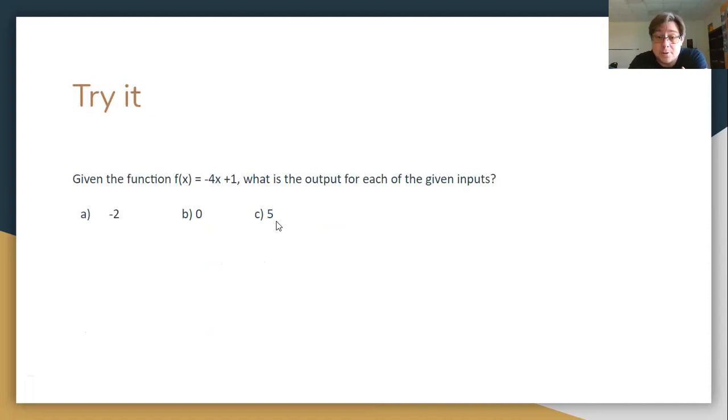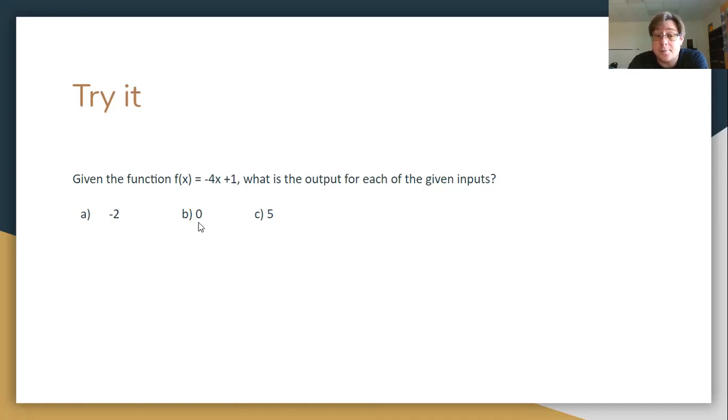All right, so let's verbally go over these. We have f of x equals -4x plus 1, and they want to know what the output is. That's like what the y value is for any given input. So if I plug in a -2, I'd write f of -2 equals -4 times -2 plus 1. And that would give me what, -7? No, 9. -4 times -2 is 8, plus 1 is 9.